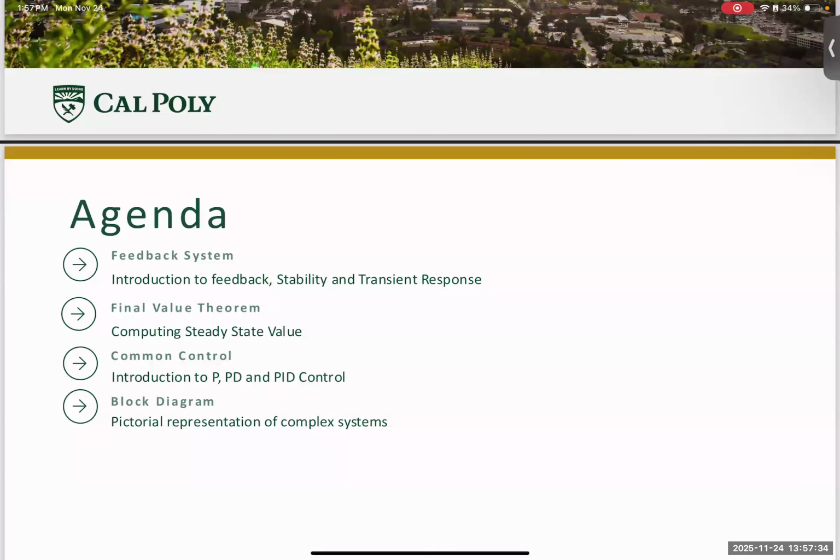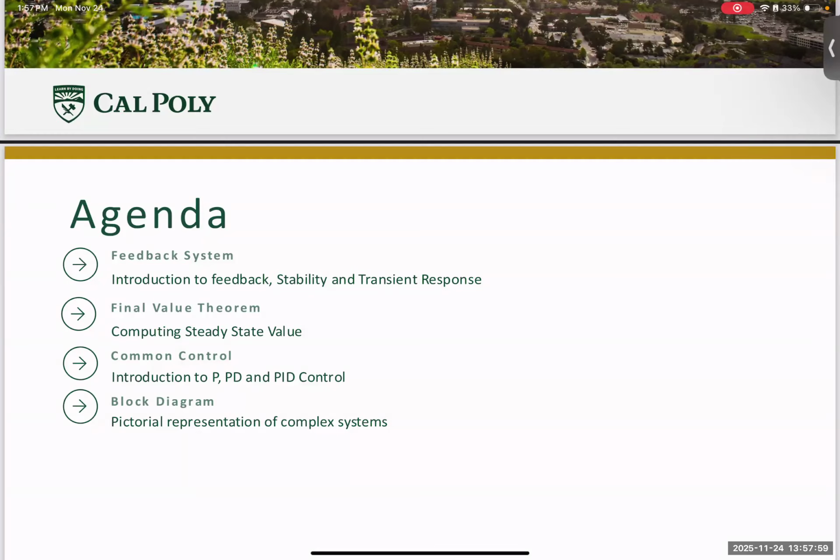And then we'll move on to a very important theorem called the final value theorem. This is a theorem that will help us figure out what the final state of the system is as a function of time. And then we're also going to get into some common control systems. We're specifically going to look at P, PD, and PID control. These stand for proportional control, proportional derivative control, and proportional integral derivative control.